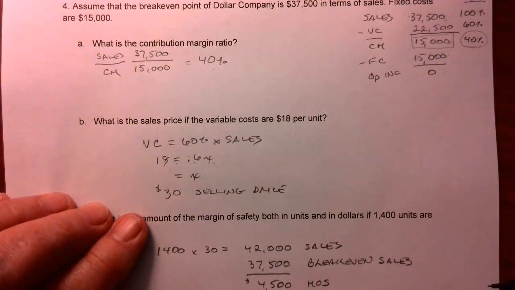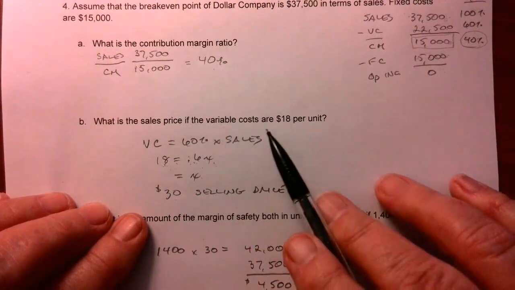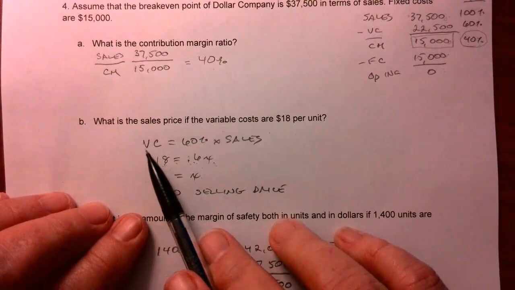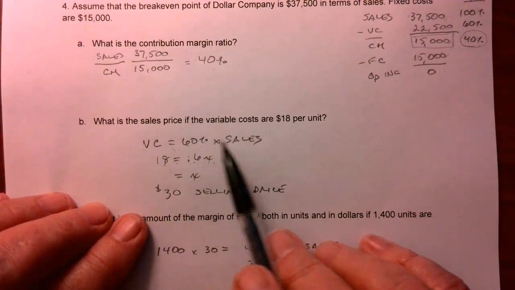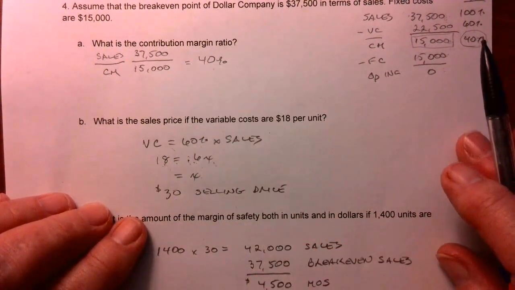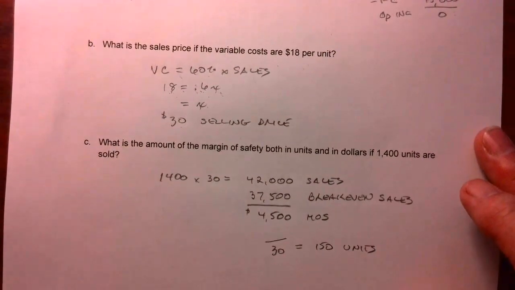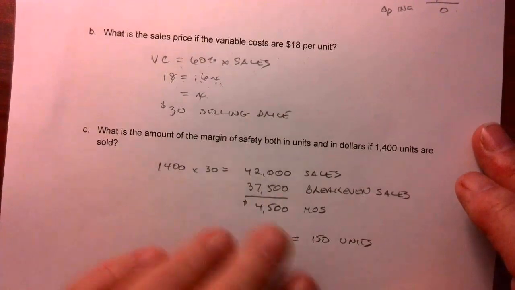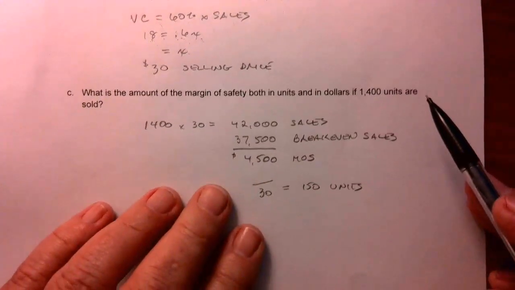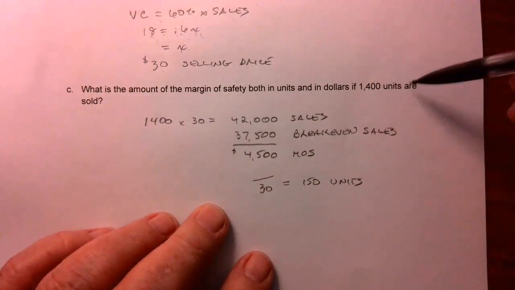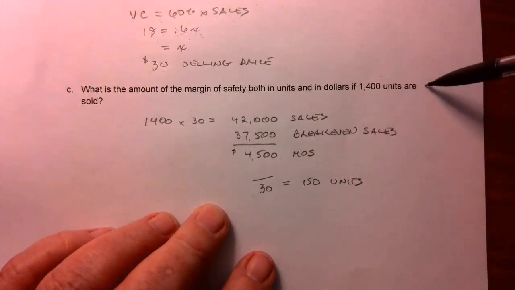Okay. So what is the sales price if the variable costs are $18 per unit? So variable costs are 60% of sales, and then you're all set. Okay, and then the last one here with this problem, I think, is what is the amount of the margin of safety, both in units and in dollars, if 1,400 units are sold?